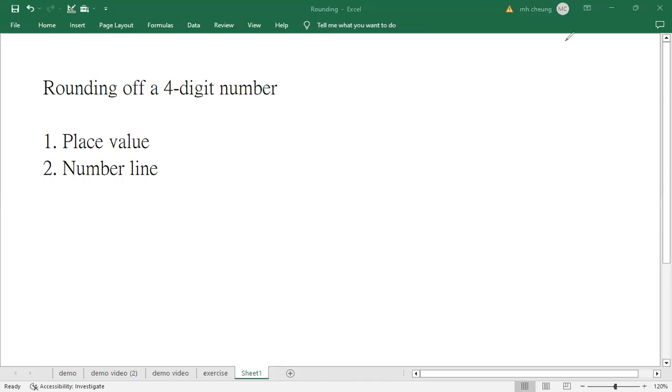In this video, I'm going to show you how to round off a 4-digit number. To round off a 4-digit number, you must be able to identify the place value of every digit in the number. For example, we have a number 3157.